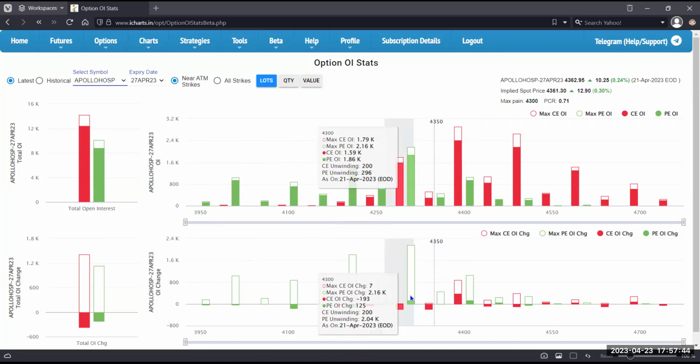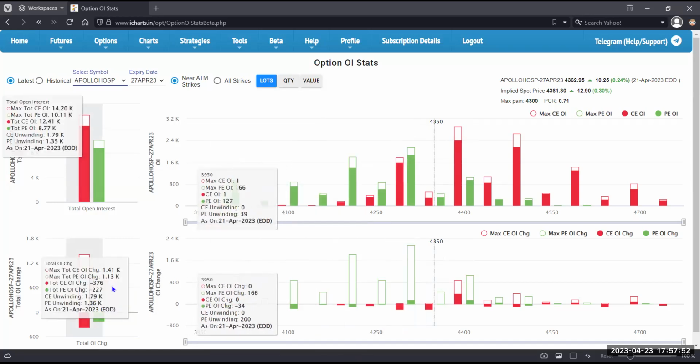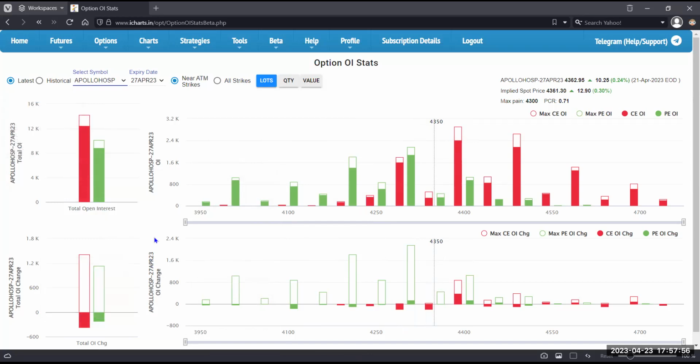Okay. This green is in put. So put unwinding means this is bullish. Put unwinding is actually bearish, but if you see for all strikes, call unwinding is more over here. So call unwinding is more, so it is basically still bullish.